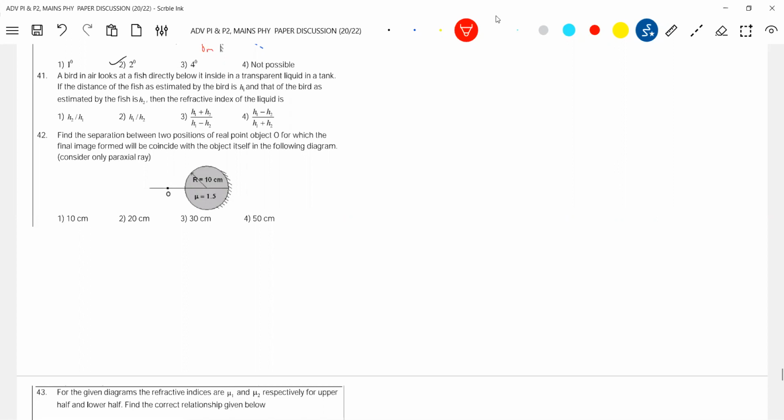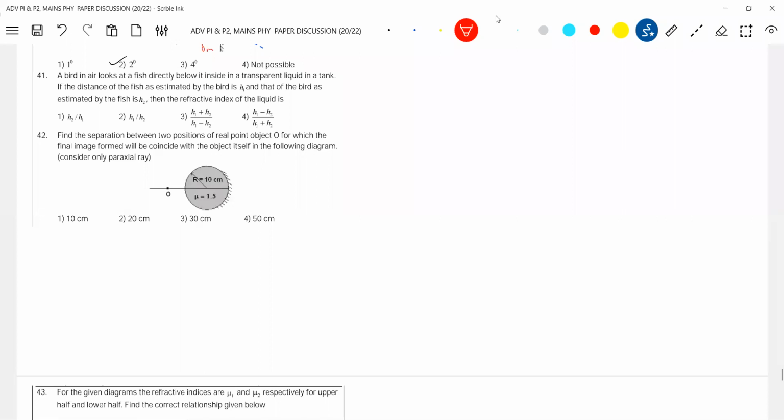No, find the separation between two positions of real point object O for which the final image formed will coincide with the object itself in the following diagram. Again, the image, what point should form? At the location of the object only. Why are you going for virtual objects? It should be real object only, no?